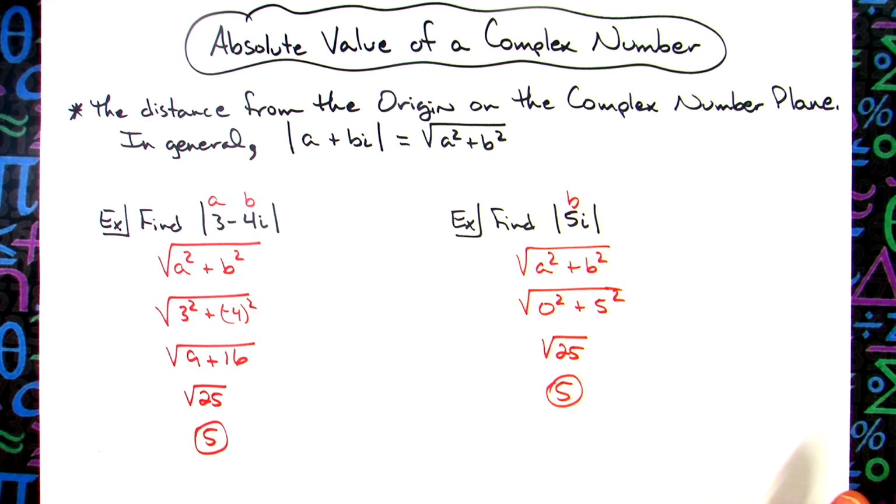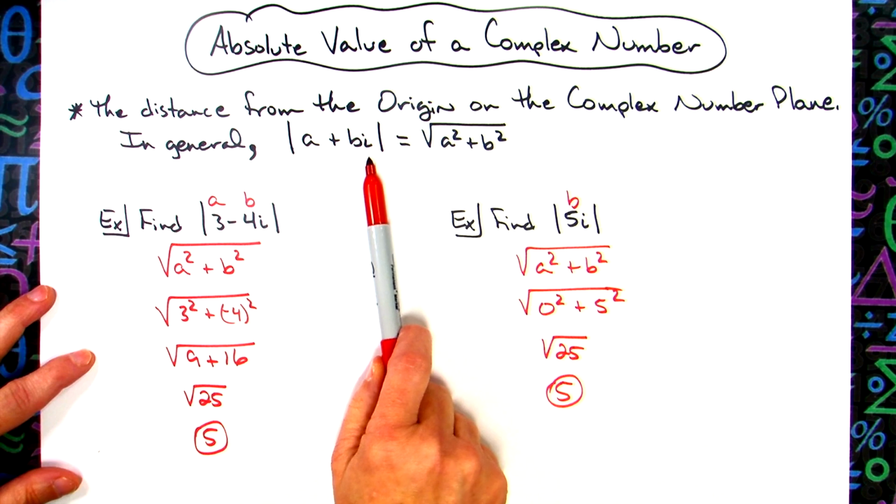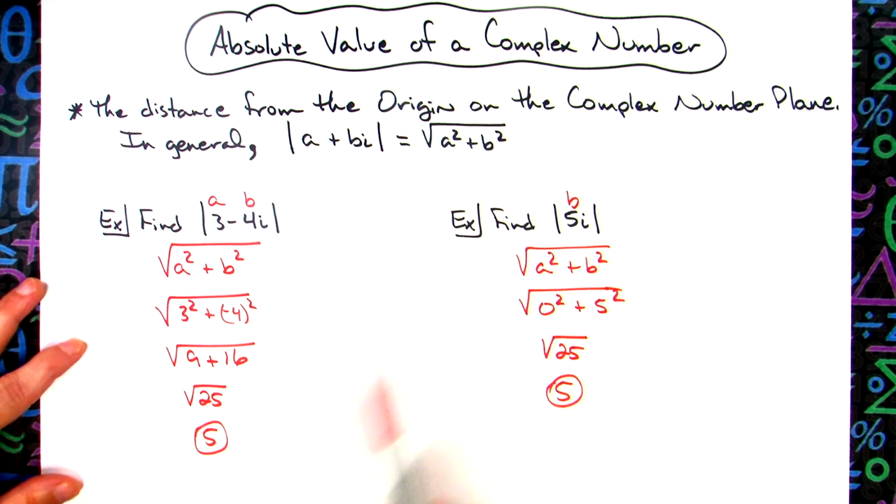But just two real quick examples here showing you how to find the absolute value of a complex number. It's a matter of using the square root of a squared plus b squared.